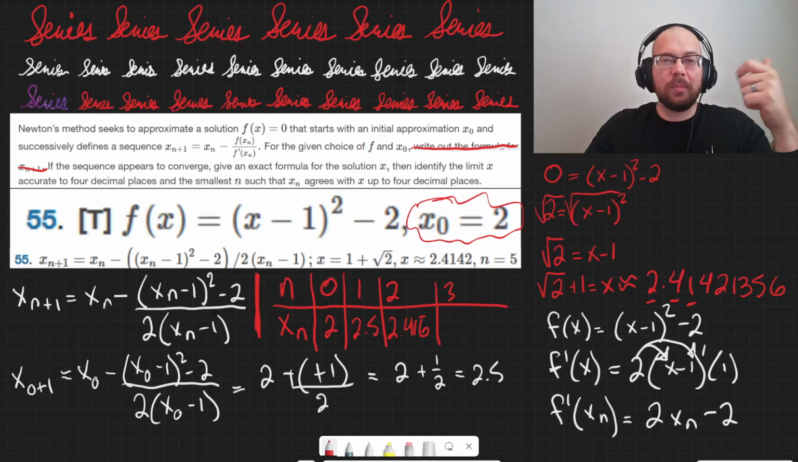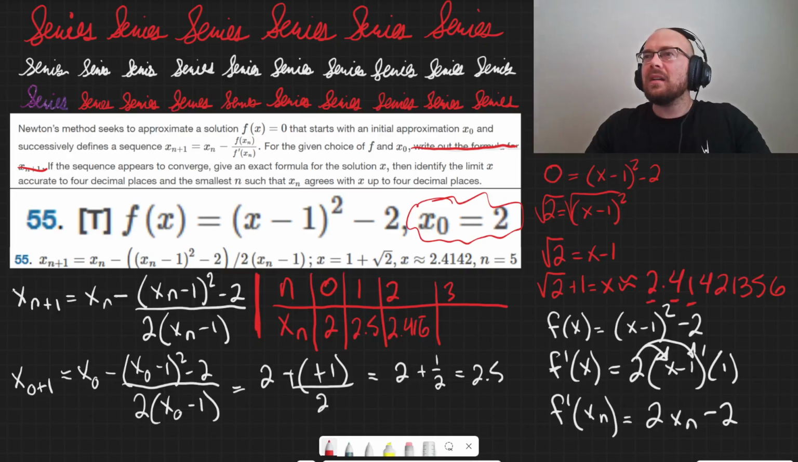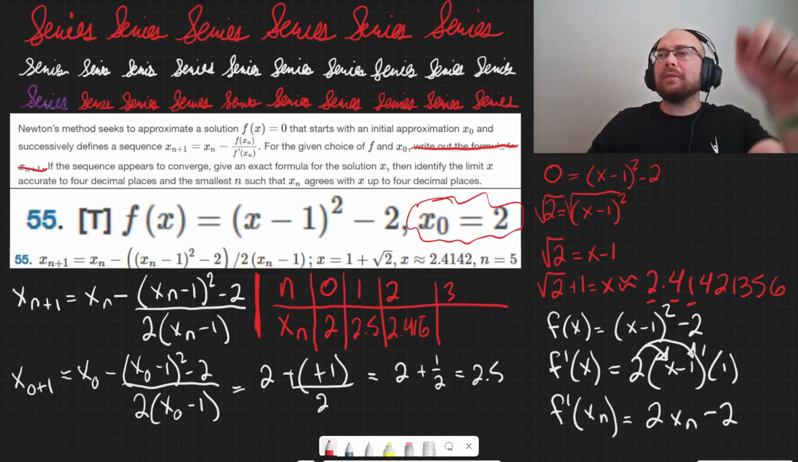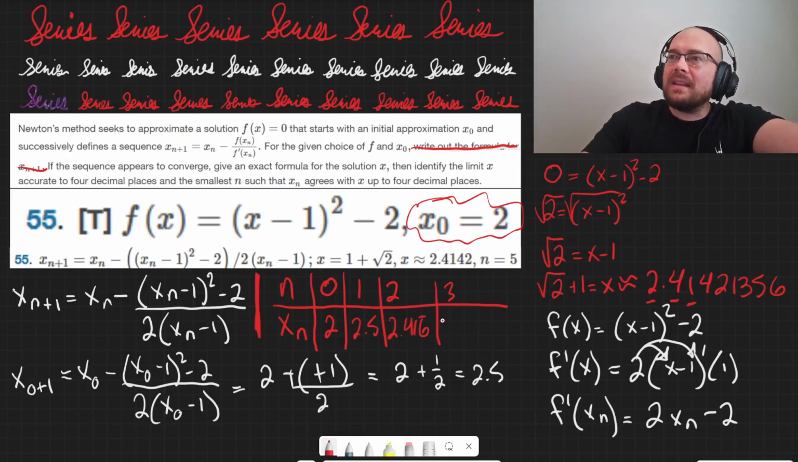So 29 twelfths, I'm going to plug in, because when n is 2, x sub n is 2.416 repeating, and I want to write that as a fraction so I get the most amount of accuracy. So I want f of 29 twelfths. 29 twelfths is 2.416 repeating as a fraction.